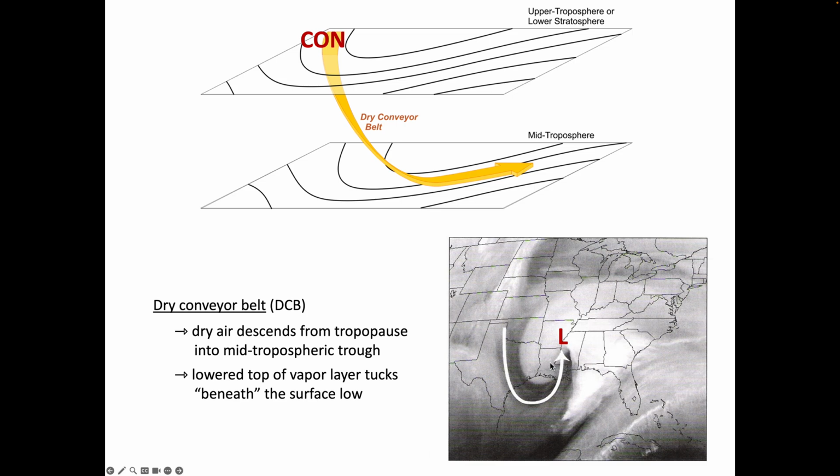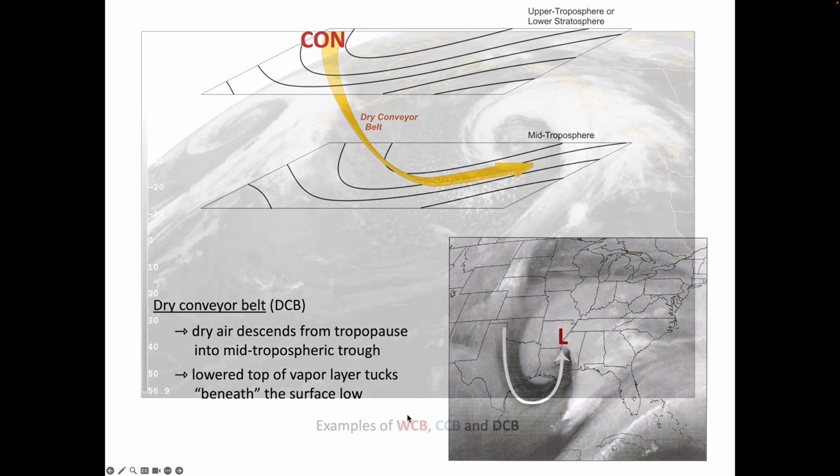Now, this is a vapor image. So this basically shows our dry conveyor belt, where you see this darker area right here. This indicates that the top of the vapor layer is lower where our dry conveyor belt is located than it is in this part of the circulation around the extratropical cyclone.